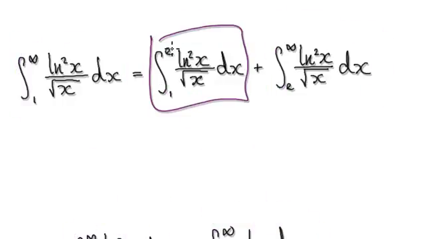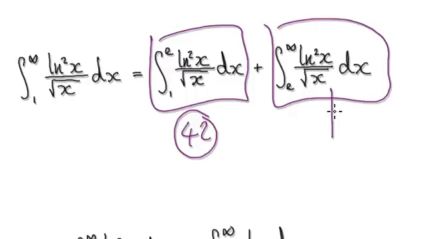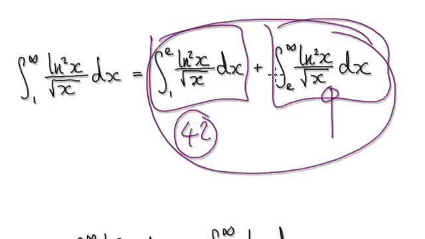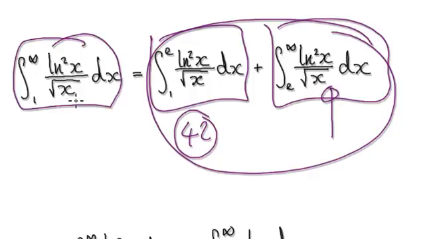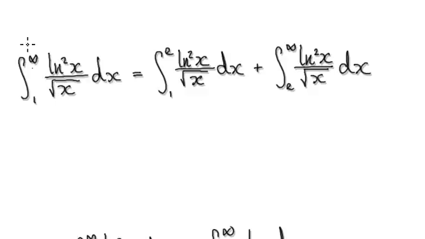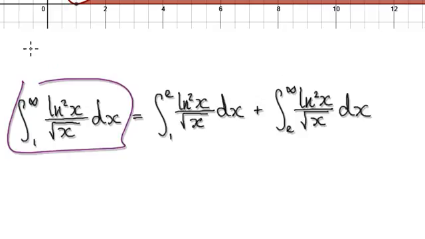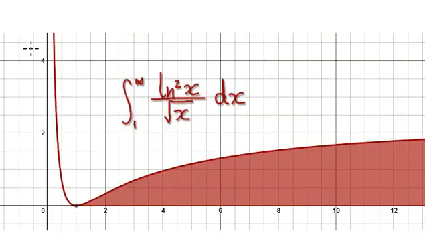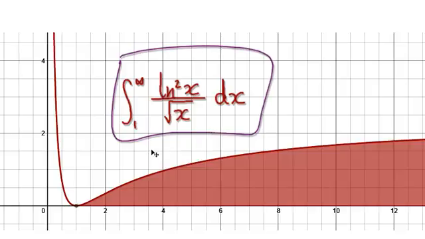So for example, let's just say this has an area of 42, and this area keeps on growing and growing and growing. Then combining the two, it will mean that this thing will keep on growing and growing, meaning this thing here will diverge. Okay, so this integral here will diverge.